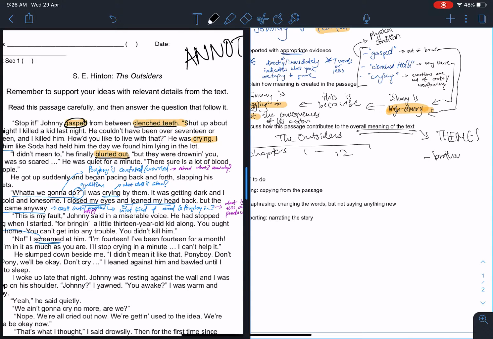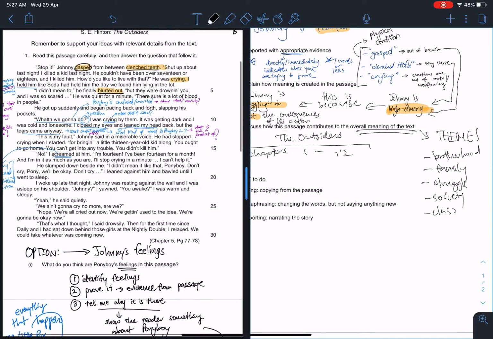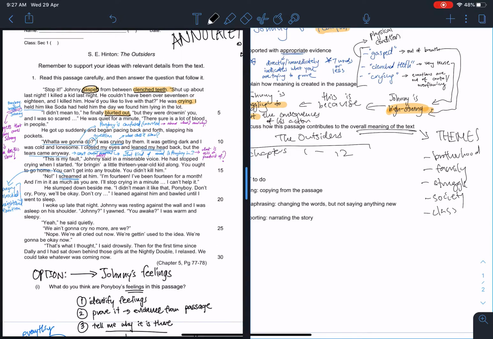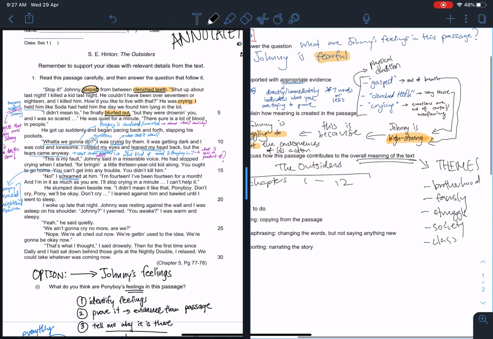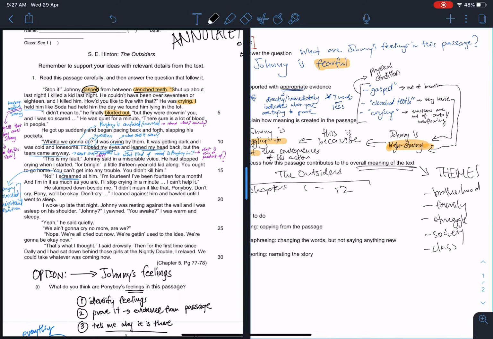What else? Sorry, I forgot you're not there right in front of me in class. Family. It's about struggle, it's about society, it's about class. So what is going on in this passage that tells me about all these things? Does it say something about the condition that they are in, or the struggles that they have, so on and so forth? So that is how you can do it. Your task is to simply answer the question.